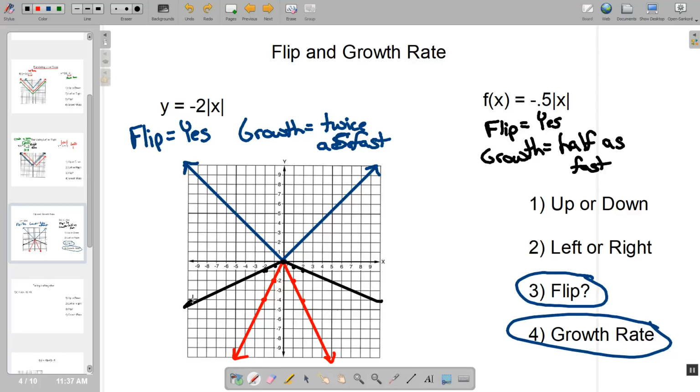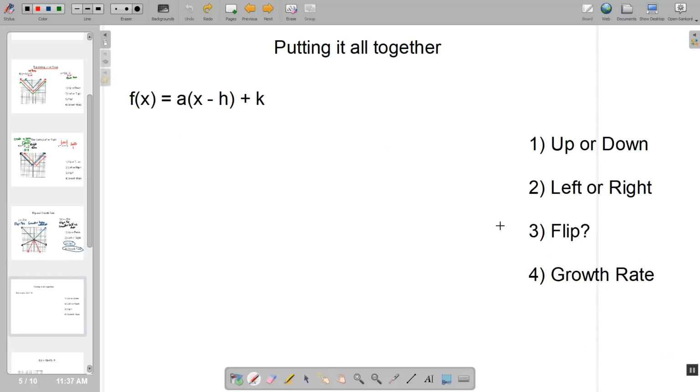And there are all 4 steps that we're using. We are looking at, does it go up or down, then left or right, then flip, and then finally the growth rate. And the growth rate's the one that is definitely the most difficult. Now you're going to see the function written something like this. Now usually these are absolute value bars, but they can also be parentheses as well.